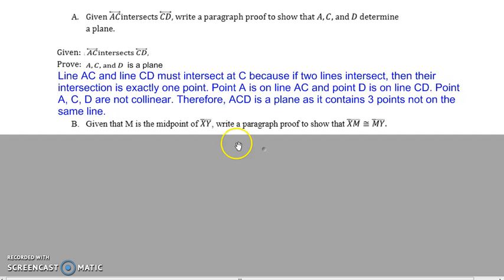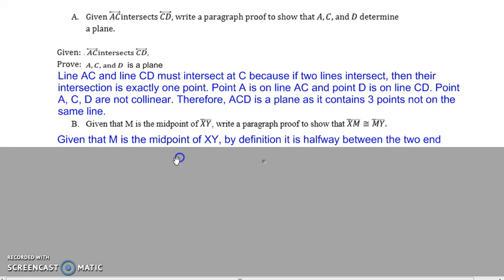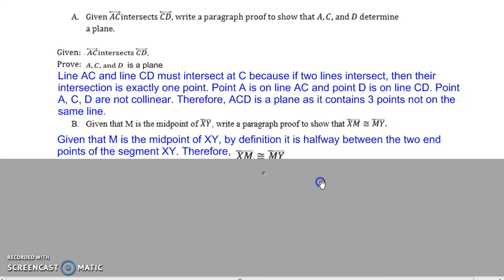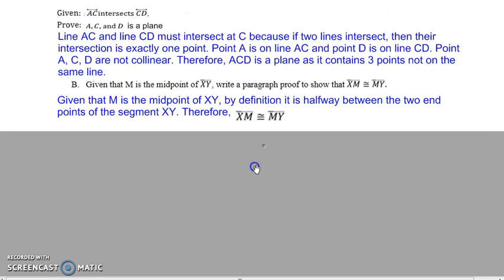All right, let's look at this next one. Given that M is the midpoint of XY, we're going to write a paragraph proof showing that XM and MY are congruent. So let's talk about what it means if M is the midpoint. What's that definition going to do? It's halfway, isn't it? So that's what we're going to talk about right away: given that M is the midpoint, by definition it's halfway between the two endpoints of the segment XY. So therefore, you could even first state that XM is equal to MY and then say congruent by definition of congruent segments after that, or you can just jump to right here and that works too.